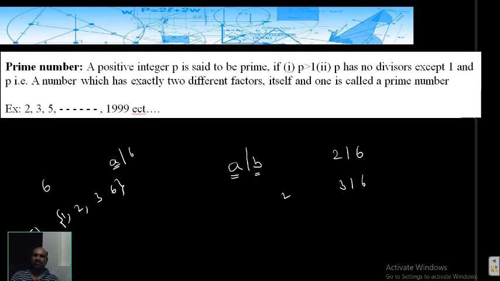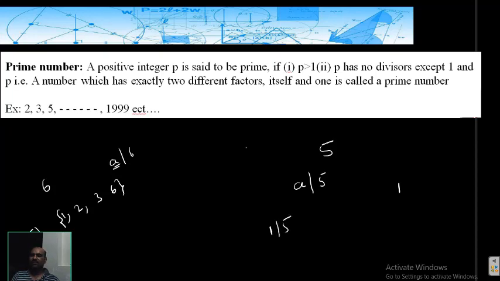Okay. Now take the number 5. I want to find A so that A divides 5. How many A's exist, Nana? First, 1 exists. 1 divides 5, correct. 1 is a factor of 5. Another, 2, 3, 4, no. Only 5 divides 5. Another factor is 5. What is the meaning of that? 5 has only 2 factors, 1 and 5.